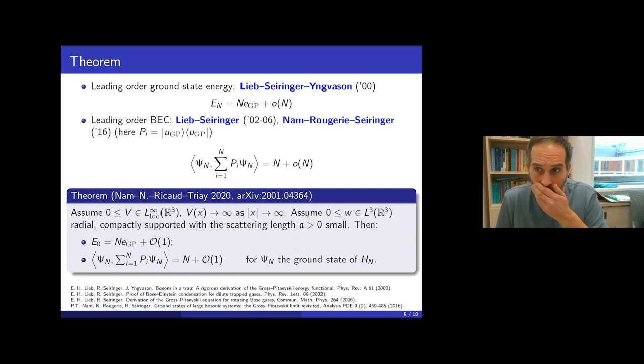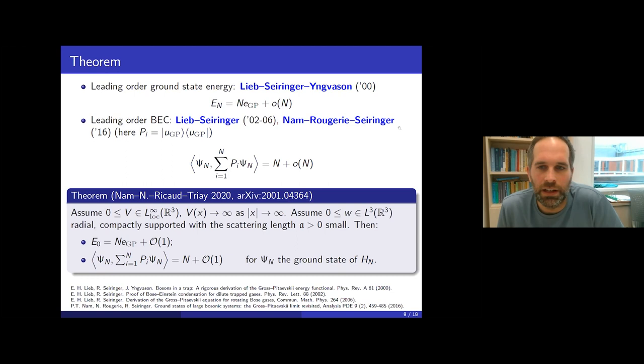PI is the projection onto the Gross-Pitaevskii minimizer, okay? And what I wrote here is nothing else than the proof that the one-body reduced density matrix of psi n converges in trace norm to n times the projection onto the Gross-Pitaevskii state. Okay, so this was the proof of Lieb and Seiringer. So this was the first mathematical proof of Bose-Einstein condensation, and it was proven in 2002 at zero temperature in this peculiar limit, which we call the Gross-Pitaevskii limit.